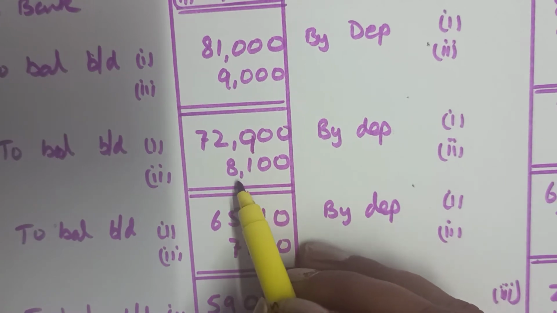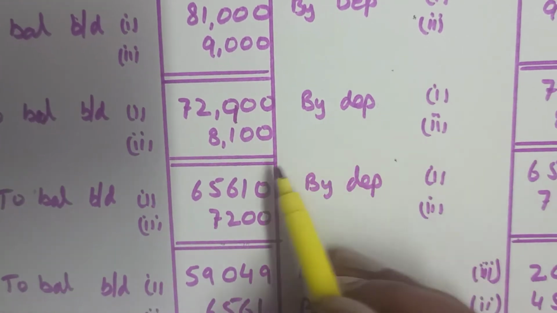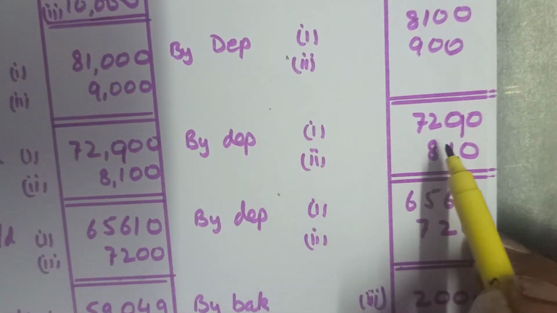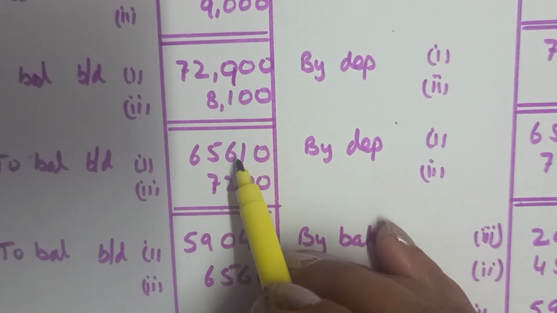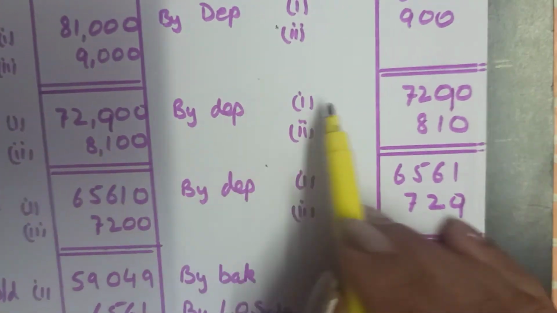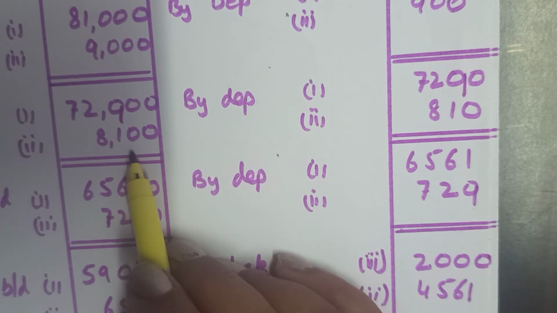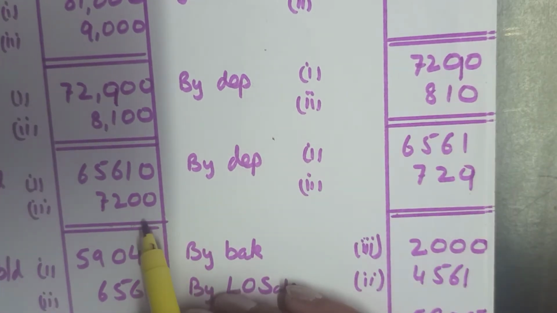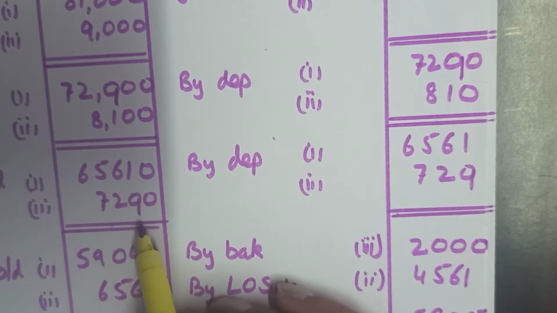And 8,100. Depreciation 10% on this and 10% on this. Here 10% on this and 10% on this. The depreciation you will bring it here, balance carried down. 72,900 minus 7,290 is 65,610. 8,100 minus 810 is this amount, 7,290. That is the amount.